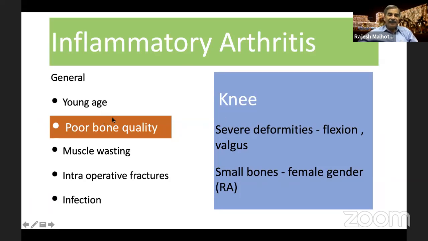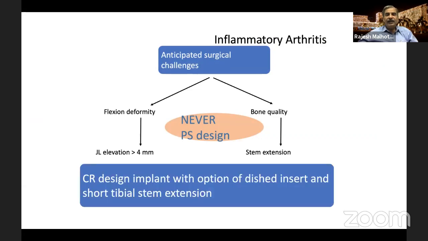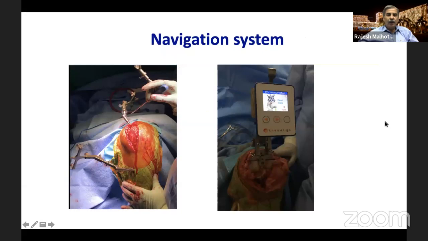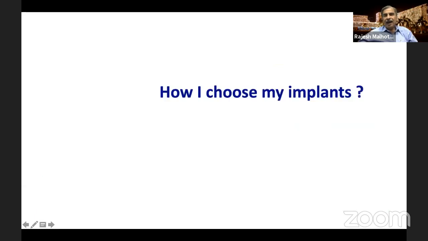In inflammatory arthritis, these patients are often young, they have poor bone quality, muscle wasting, intraoperative fractures can occur, and infection is a high risk. The knees have severe deformities, bones are small. Because of the anticipated surgical challenges, I almost never do a PS design. If there's a flexion deformity and I need to recut the femur, I put a disc insert and short tibial extension to take care of the poor quality bone. I often use a navigation system in these because of this paper which we published, because it reduces the embolic load. So that helped me decide my implant also for some age groups of patients.